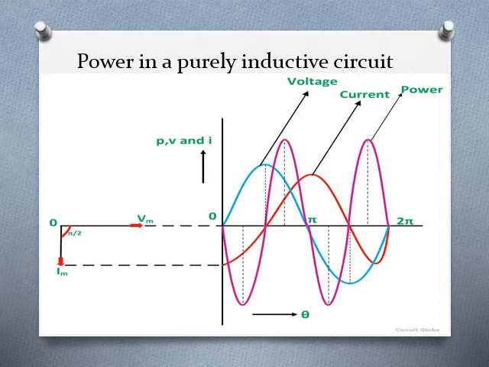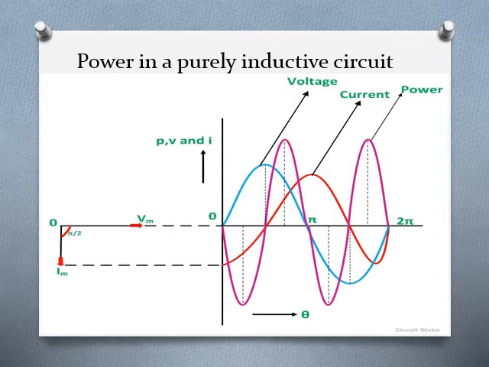So positive voltage into negative current will be giving a negative power. Positive into negative is negative. That is why the power curve is shown in the negative half cycle. Now the magnitude of power will be more than the magnitude of voltage and current, because when you take a product of voltage and current, the magnitude of the power will be higher. That is why the power curve is having a higher magnitude compared to that of voltage and current.